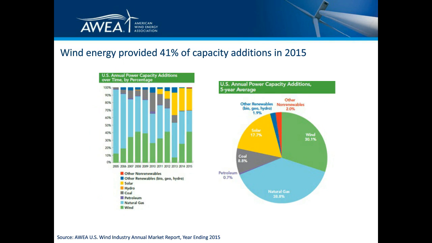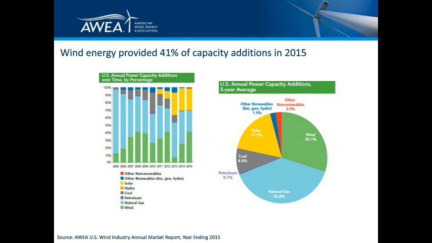In terms of new power capacity added to the U.S. electricity system in 2015, wind was the #1 new source. We provided 41% of all new capacity additions. Solar followed in second at about 28%, as well as gas at a similar 28%.